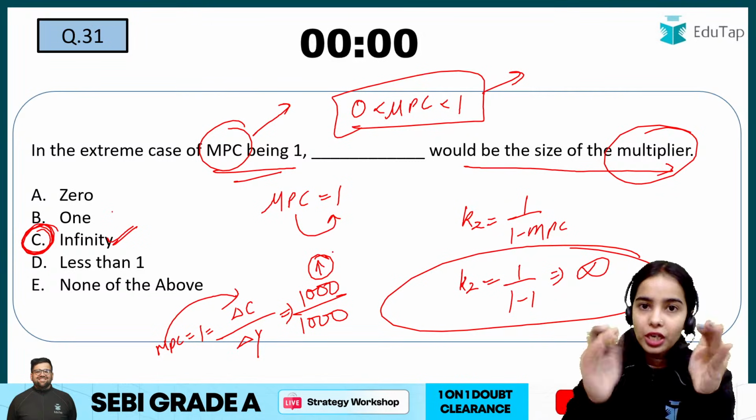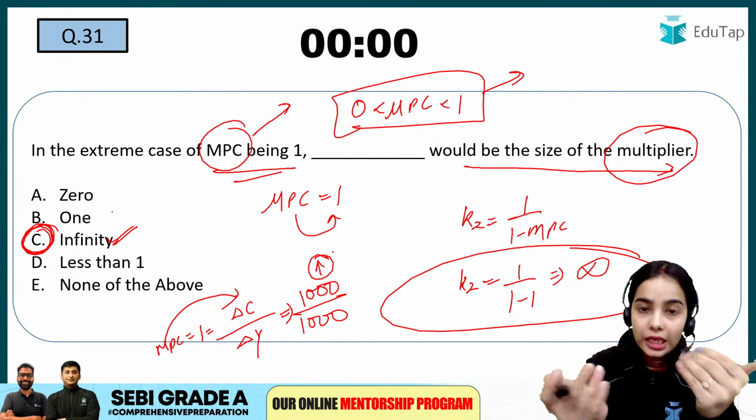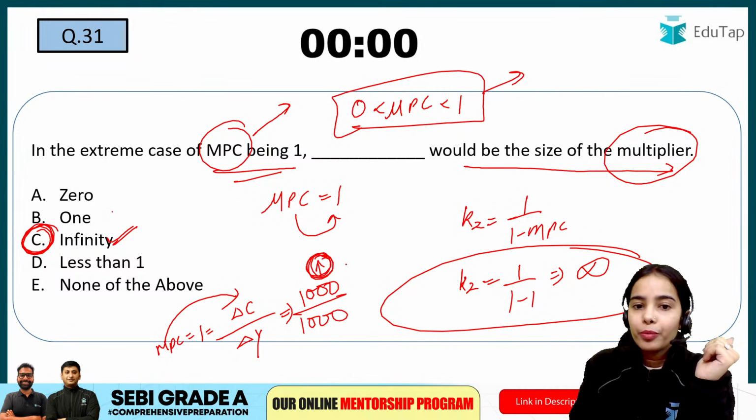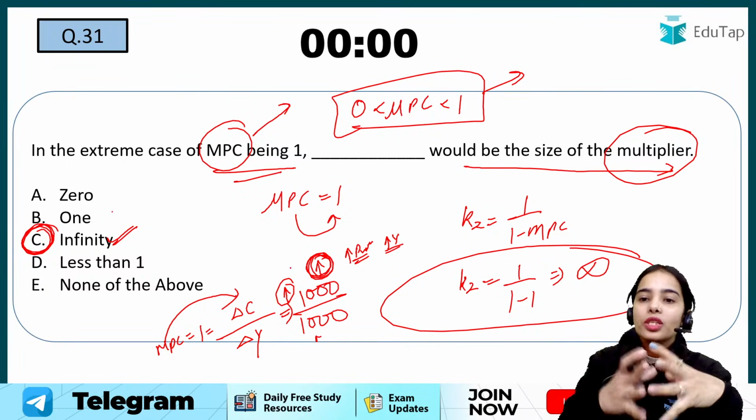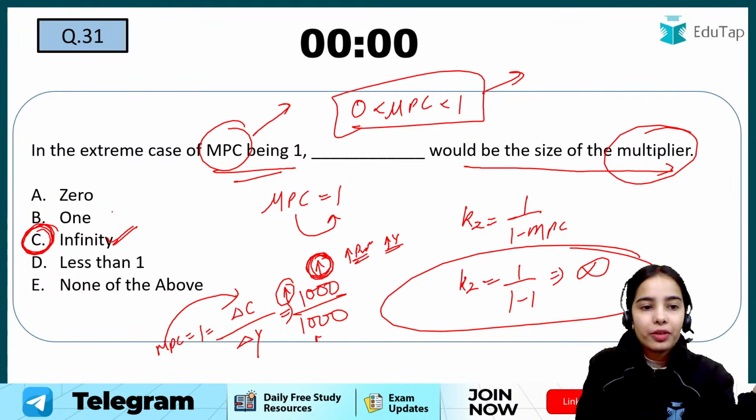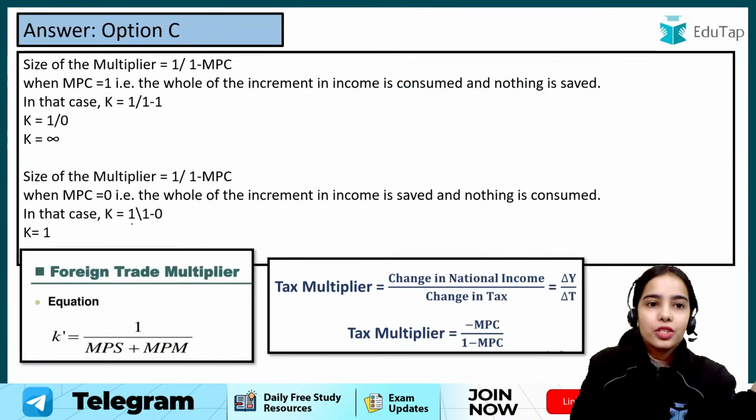With the increase in production, the income increases, and consumption will further increase. With the increase in consumption, production increases. With the increase in production, the income increases. With the increase in income, the consumption further increases. This cycle will continue, so the multiplier will be infinity. Okay? So this is the idea.